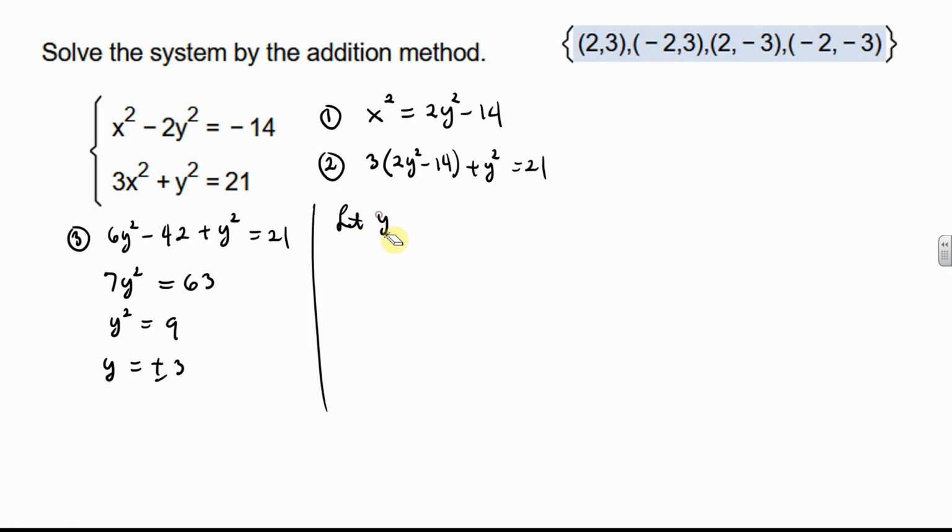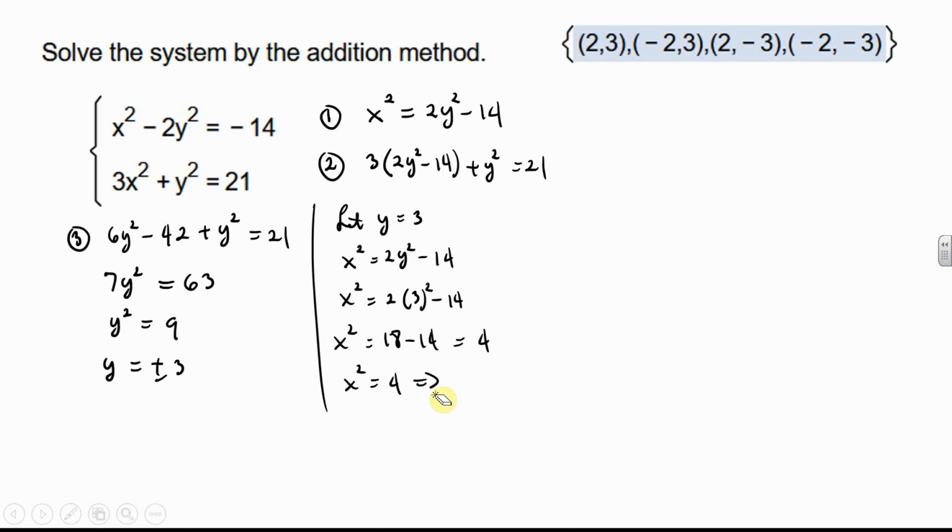So here, let y equal to 3, go back to 1. I get x squared is equal to 2y squared minus 14. x squared is equal to 2 times 3 squared minus 14. x squared is equal to 9 times 2, that's 18, minus 14, that's 4. So if x squared is equal to 4, what's x equal to? x is equal to plus or minus 2, right? So I have 2 comma 3, and I also have negative 2 comma 3, all for that same y.